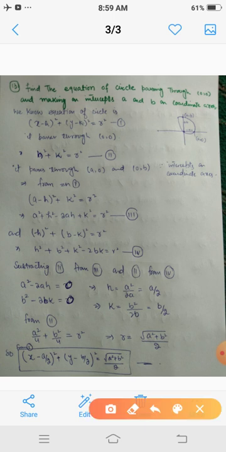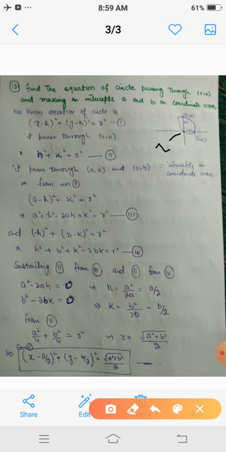Now another question: find the equation of the circle passing through the point (0, 0), that is, passing through the origin and making intercepts a and b on the coordinate axes. This circle passes through the origin, which means the origin lies on the circumference of the circle. Also it cuts the axis at a distance of a units from the origin.